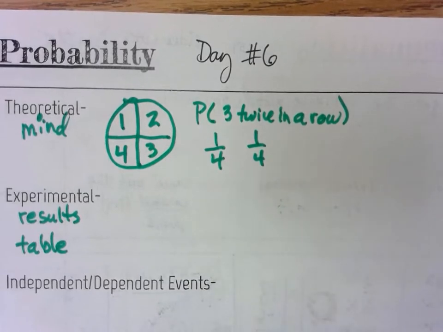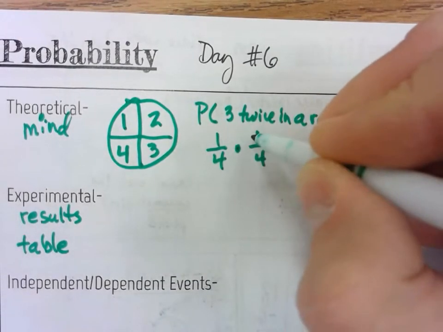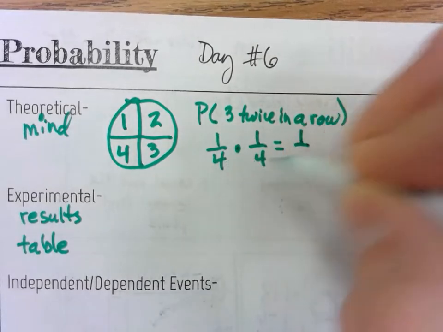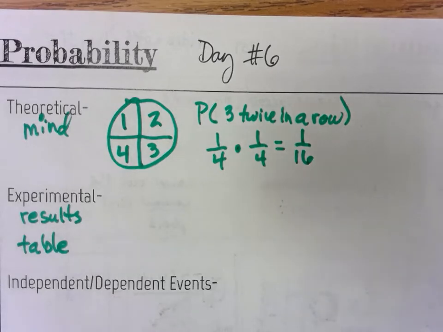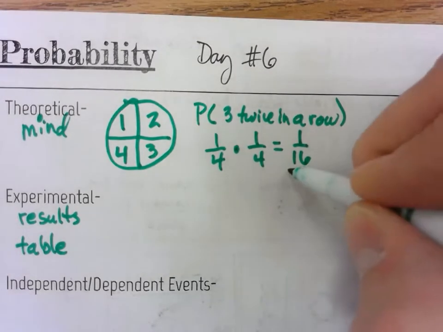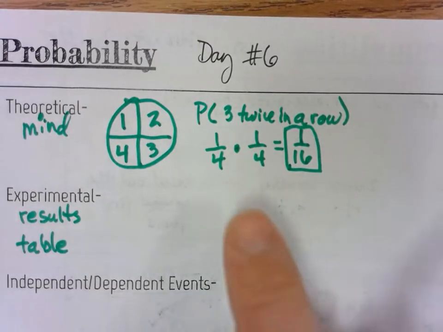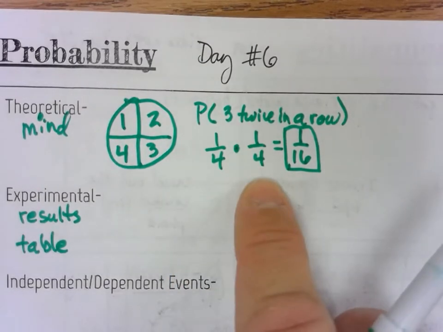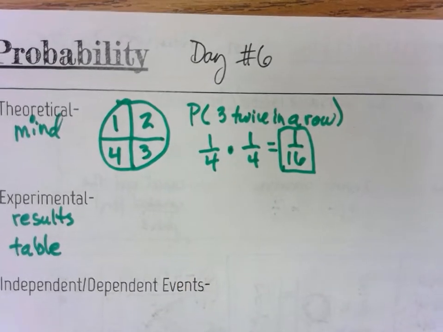Now the question is, hey soldier, what do you do with those 2 1/4s? Do you add them, subtract them, multiply them, or divide them? So the right answer would be to multiply them. So 1 times 1, of course, is 1, and 4 times 4 gives you 16. So the chance, or the theoretical chance, of you spinning 3 twice in a row would be a grand total of 1/16, okay? So make sure you get the individual probabilities and then multiply them together, because we're going to do a lot of fraction multiplying here with the probability stuff.